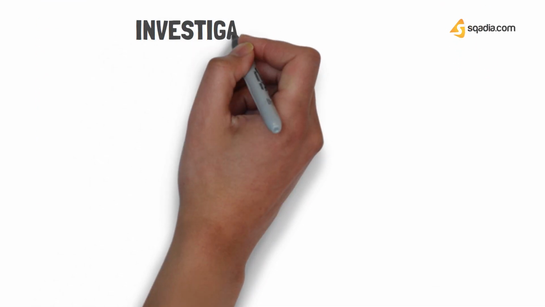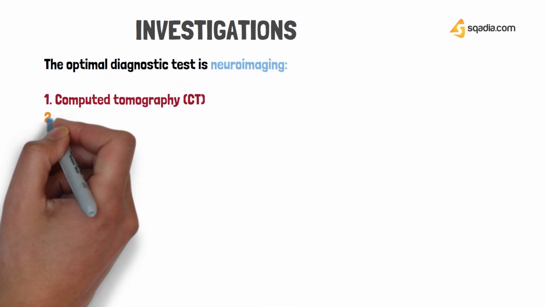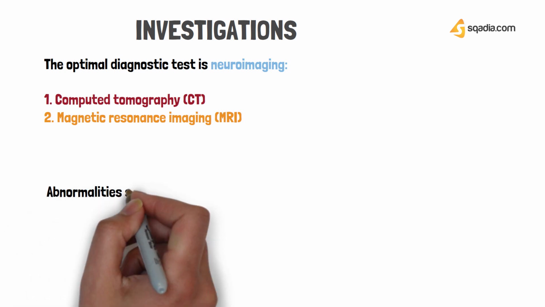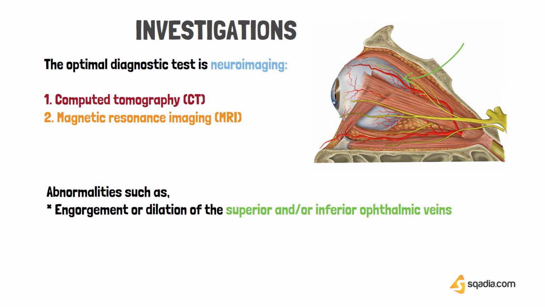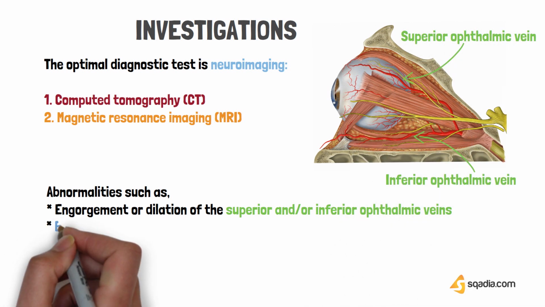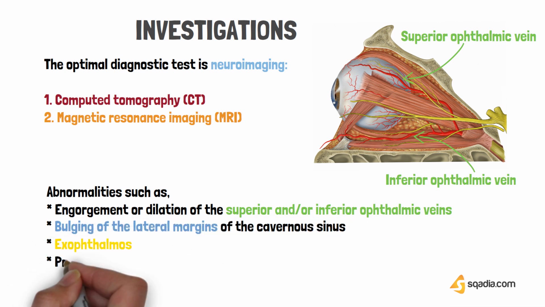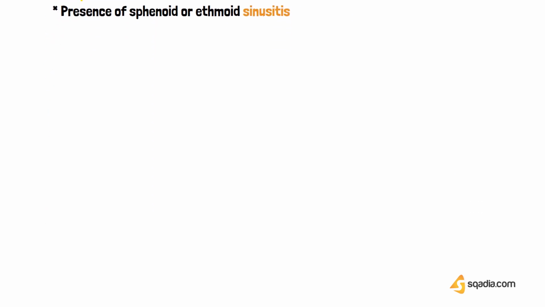Now, let's go through some of the investigations that are recommended in cavernous sinus thrombosis. The optimal diagnostic testing is through neuroimaging. Computed tomography, also known as CT scan, and magnetic resonance imaging, MRI. These are usually done, and some of the abnormalities which are seen are engorgement or dilation of the superior and inferior ophthalmic veins. There may be bulging of the lateral margin of the cavernous sinus, exophthalmos, meaning bulging of the eyeballs, and there may be the presence of sphenoid and ethmoid sinusitis.